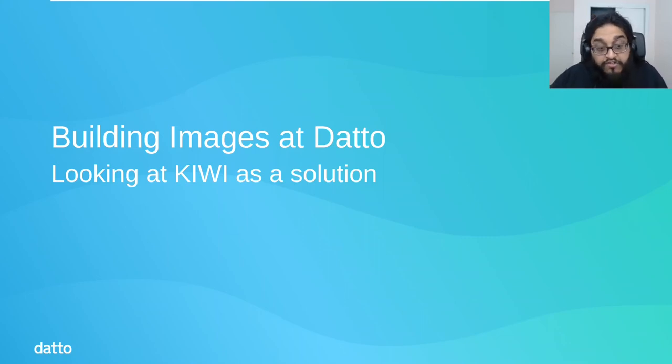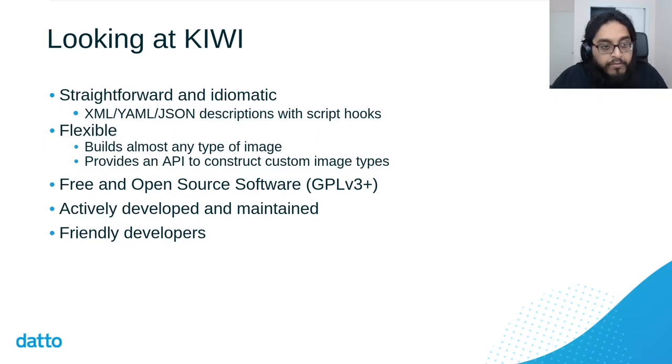So I started looking at KIWI as a solution to this problem, because KIWI was straightforward and idiomatic. It has XML, YAML, or JSON-based descriptions with some simple script hooks that you can use for other flexibility. And speaking of flexibility, it can build almost any type of image. If it doesn't know what type of image it is, you can use the Python API for KIWI to construct custom types of images. So you can build upon the framework and the tooling inside of KIWI to construct anything you want.